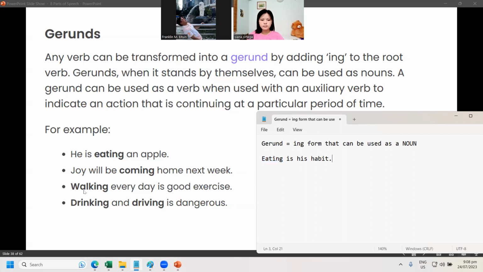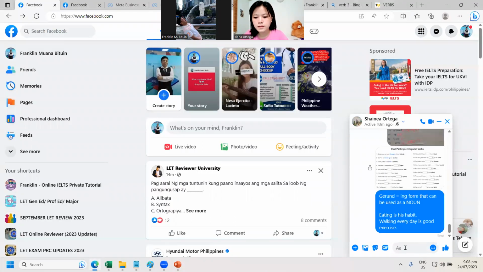Walking every day is a good exercise. See this one? Walking every day is a good exercise. So this is not a verb. Walking is not a verb anymore. Exercise is a noun also. Good is an adjective. Walking here is not a verb. It becomes the subject, so it's a noun. So that's how you do the gerunds.